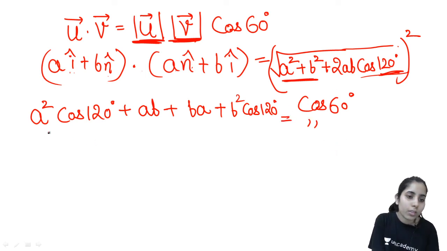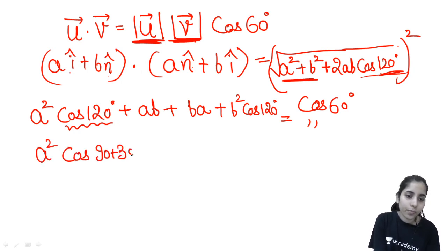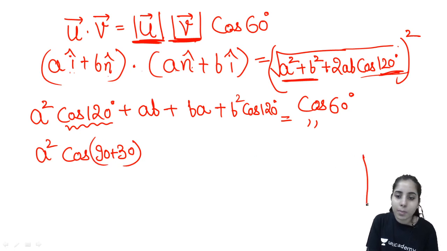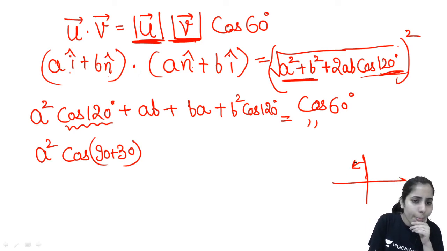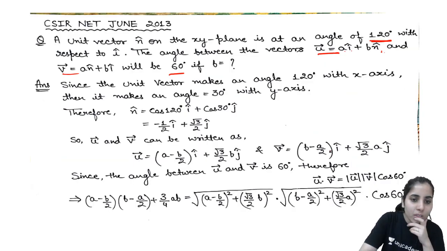Clear? After this, guys, what will be the value of cos 120 degrees? You can write it like cos of 90 plus 30. 90 plus 30 means what? This is 90 plus 30. You will enter this quadrant, which means minus sine 30 degrees, which means minus 1 upon 2. Is that okay? Is this going to be minus 1 upon 2?